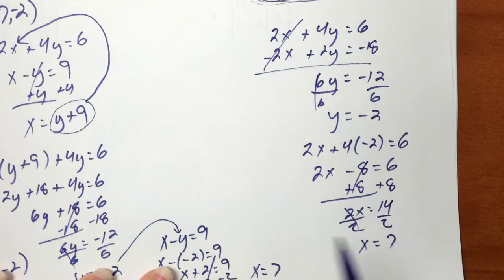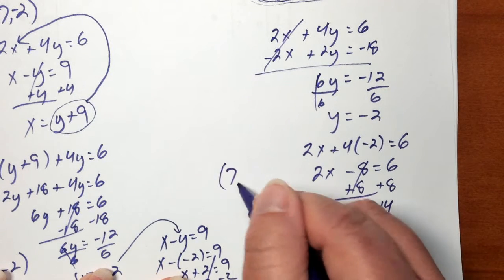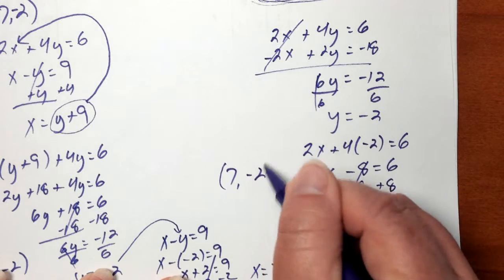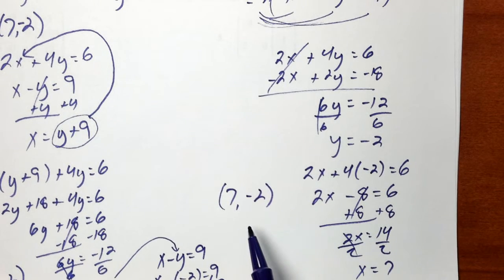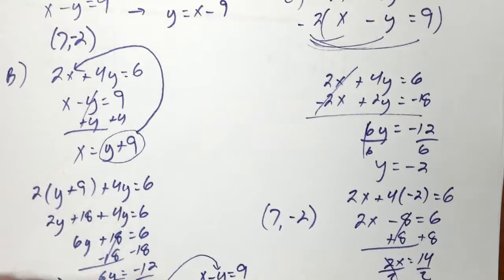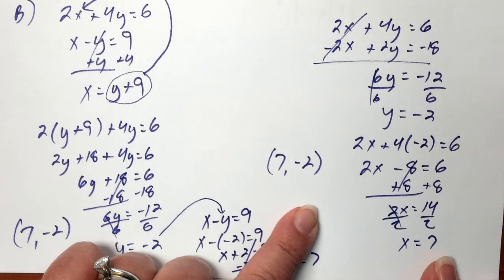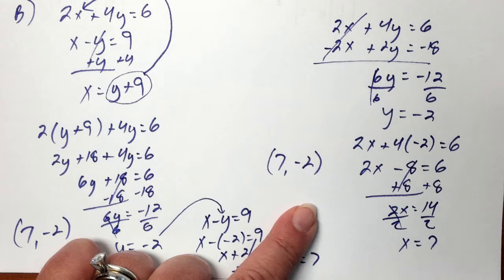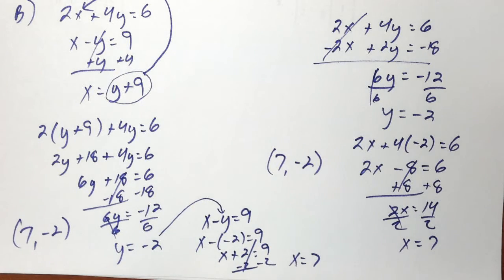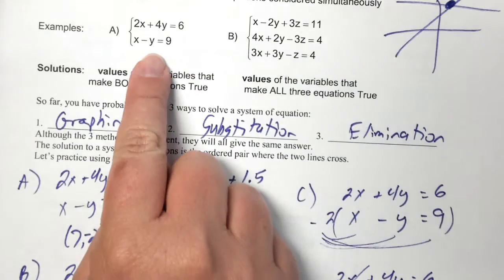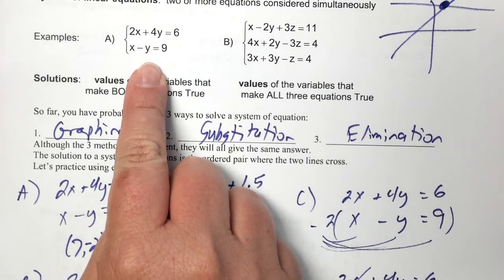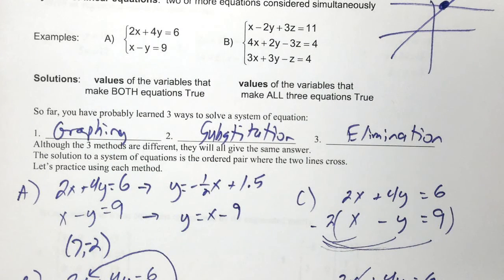So just like with the other methods, we got that when x is 7 and y is negative 2, that's the ordered pair that works in both of the equations. So graphing method, substitution method, elimination method, we got 7, negative 2 for all three of those methods. So these two lines cross at the point 7, negative 2, and that's the combination of x and y that works in both equations.